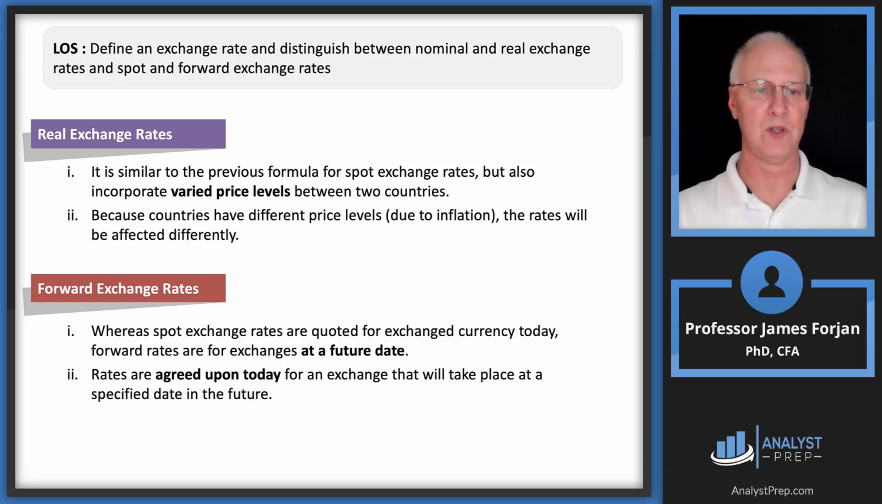Now, of course, I just used the example of one good, right, the Rolling Stones ticket, but you could do this with the index of all sorts of goods in Canada and the United States. So look at those 2 points there. The real exchange rate must incorporate the different price levels between the 2 countries, which of course is going to be reflective of what the rate of inflation is in those 2 countries.